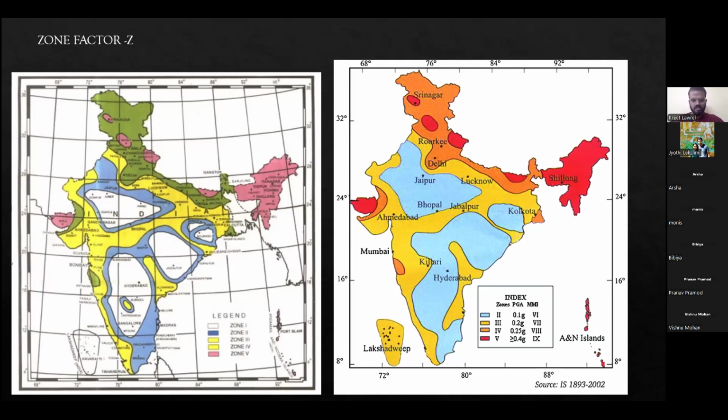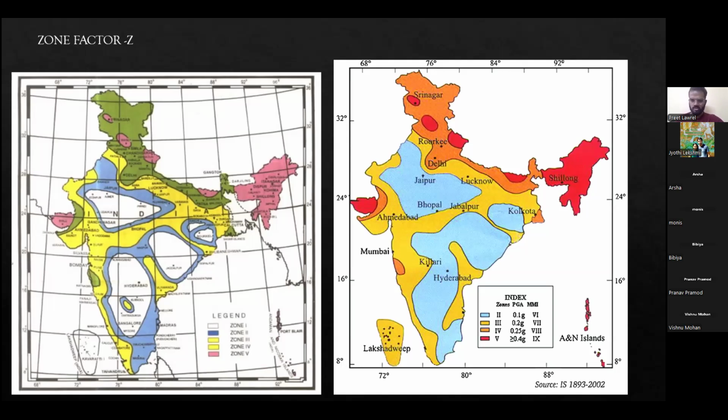So what you see on the left is the previous code, that is the IS 1893, 1987, I think. If you see on the map on the left, you can see many white areas, and on the legend, it is shown as zone 1. So these white areas are all minimal earthquake prone. Now, in the latest code, which is IS 1893 2016, all these areas are eliminated. And the coding system starts from zone 2, which means all the areas that were previously assumed to never have earthquake activity are now considered to have minimal earthquake activity.